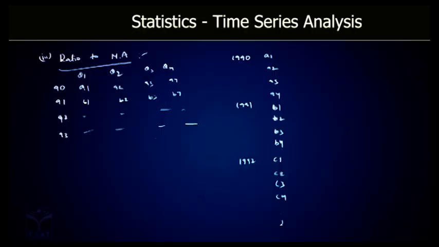We already saw the method of moving averages in the previous classes. Moving average, what did we do? 3 year moving average, 5 year moving average, 4 year moving average we found out. So in this ratio to moving average we will find the 4 year moving average. For a 4 year moving average, first we have to add 4 terms, take the average, and assign it to the middle.